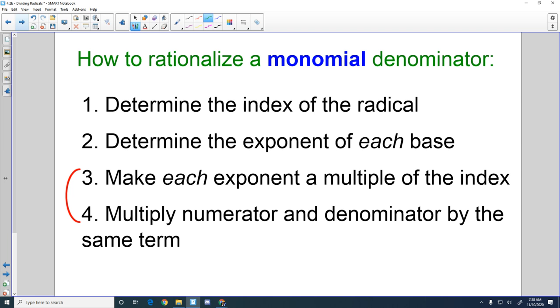So if there's a single term on the bottom of a fraction and there's a radical somewhere, these are the 4 steps that we have to take. So go ahead, take a minute to jot these down because we're going to be referring to them as we work through our different examples today.